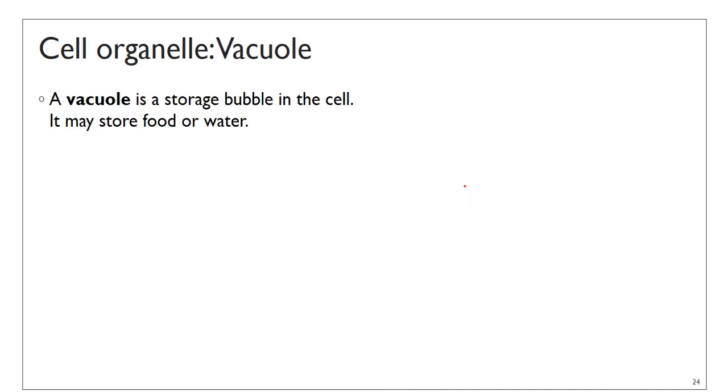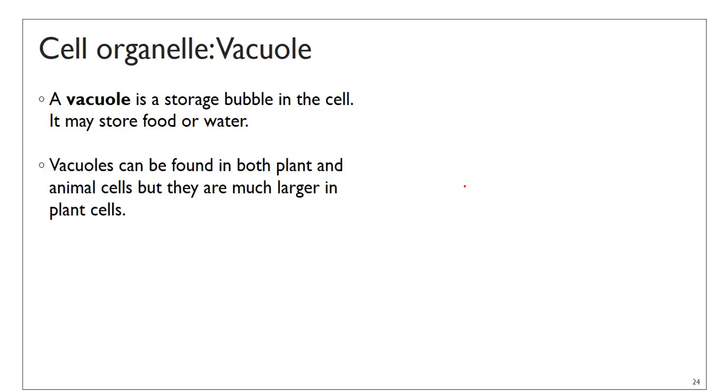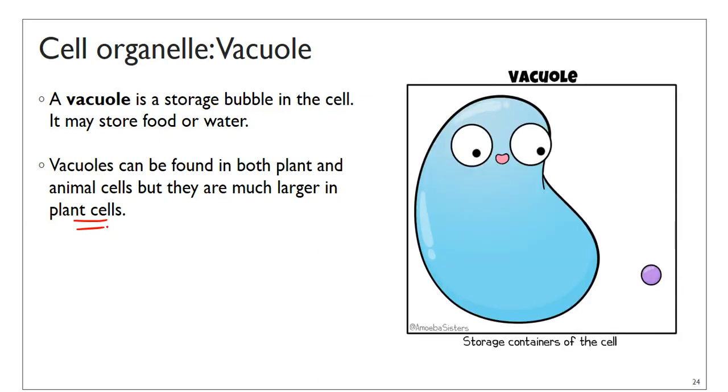The pool of water is called a vacuole, and essentially it is a storage bubble that may store food and water. It's not that animal cells don't have them, but they are normally larger in plant cells because plants need a lot of water for photosynthesis, so they tend to store that water in the vacuole. The vacuole has H2O inside, and can also have other nutrients, but mainly water.